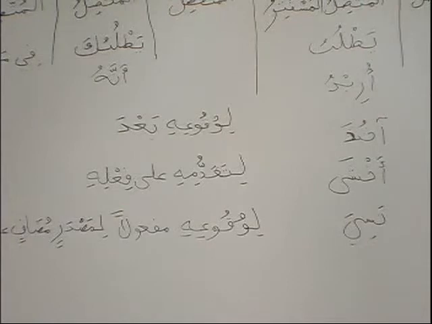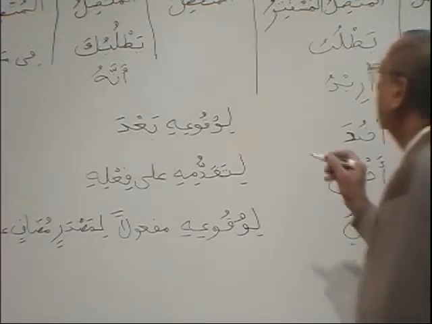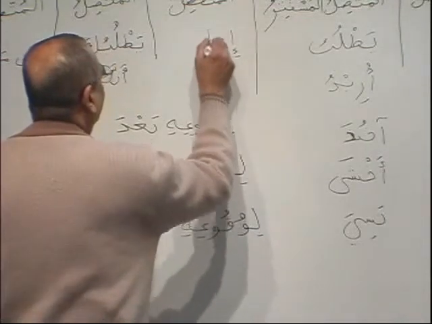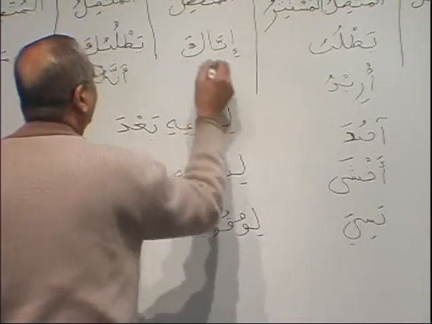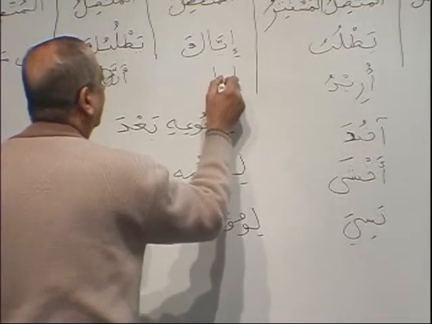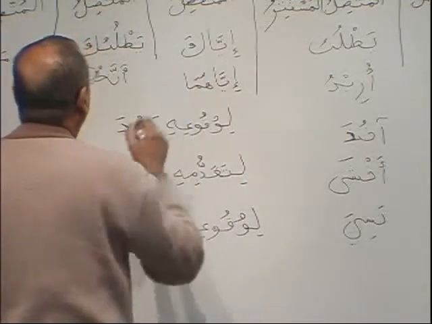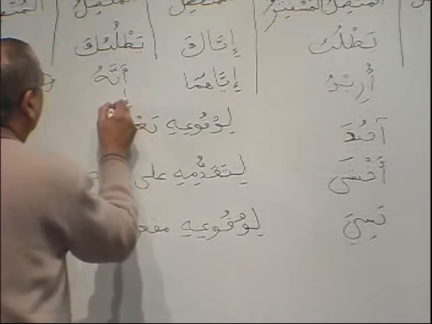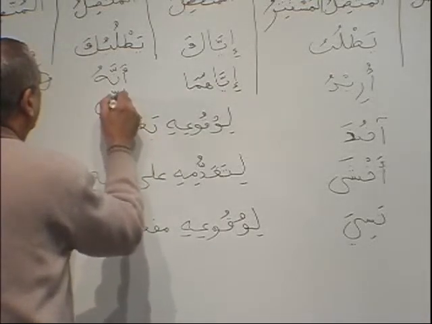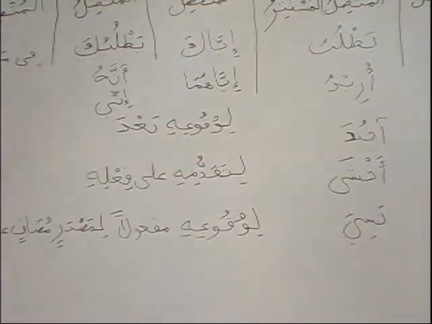Okay, brothers and sisters. Inni. Where will you put inni? After annahu, you'll put inni. Wa iyahuma. Where will you put iyahuma? Munfasil. Are you with me? Okay. I'll just write down. Iyaka. And then Iyahuma. Remember, it is one word. And they said, Inni will come here. Fine.